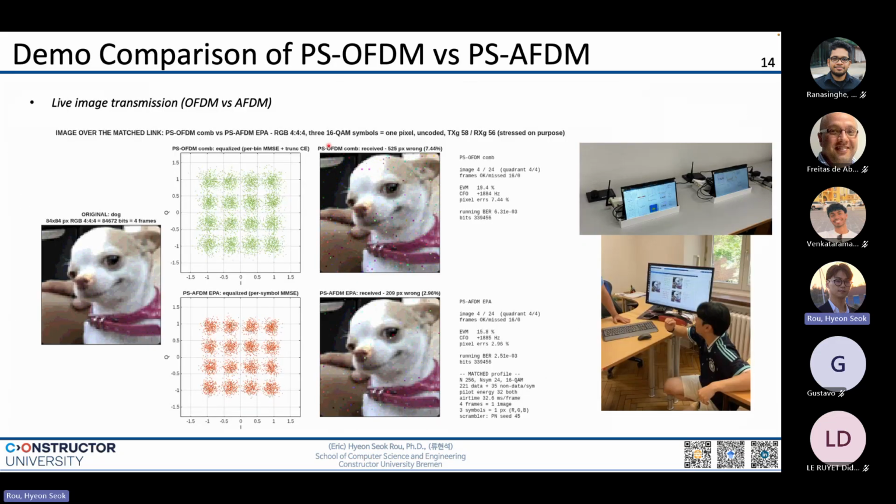And then we also did some fun tests comparing the two. We did some image transmission between the two devices, fully unsynchronized. You can see the original image here, and you transmit one with the OFDM chain, one with the AFDM chain, the same scenario, same setup, same number of bits, and we get the total received live demo of the two.